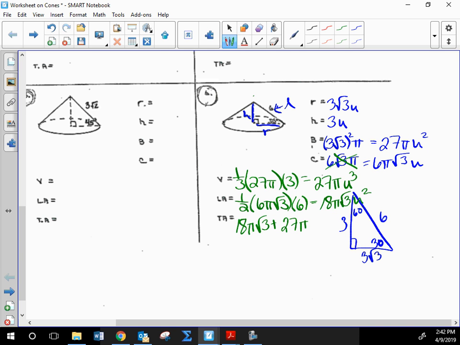Yep. Just a question. Yeah, I cannot combine 18 pi root 3 and 27 pi. This does not become 45 pi root 3. Why? They're different radicals. Here I have 27 pi's. Here I have 18 pi root 3's. They're not the same type of value, so we cannot combine them together. So I'm just going to throw on units squared on the end.